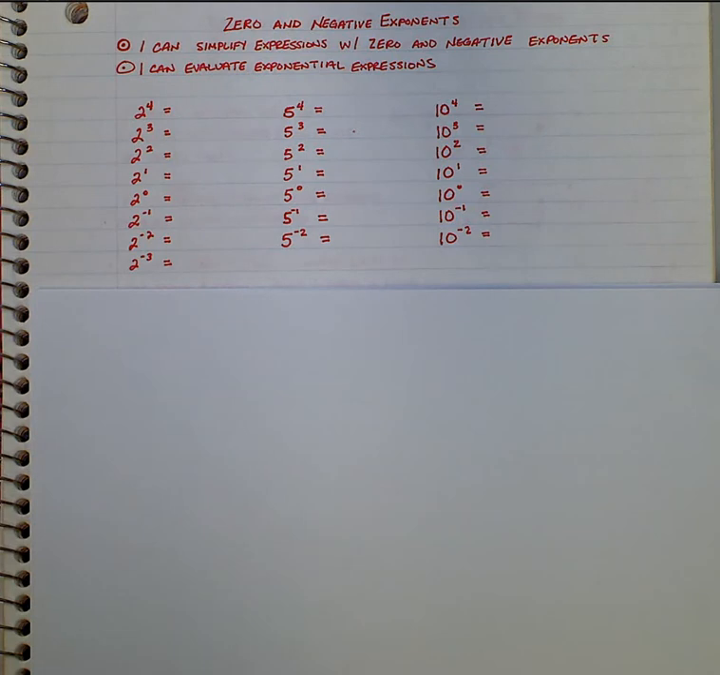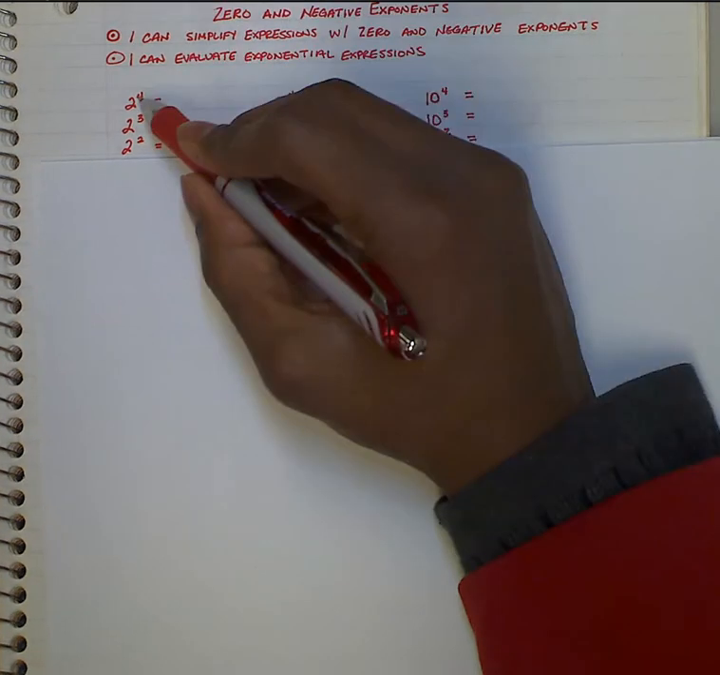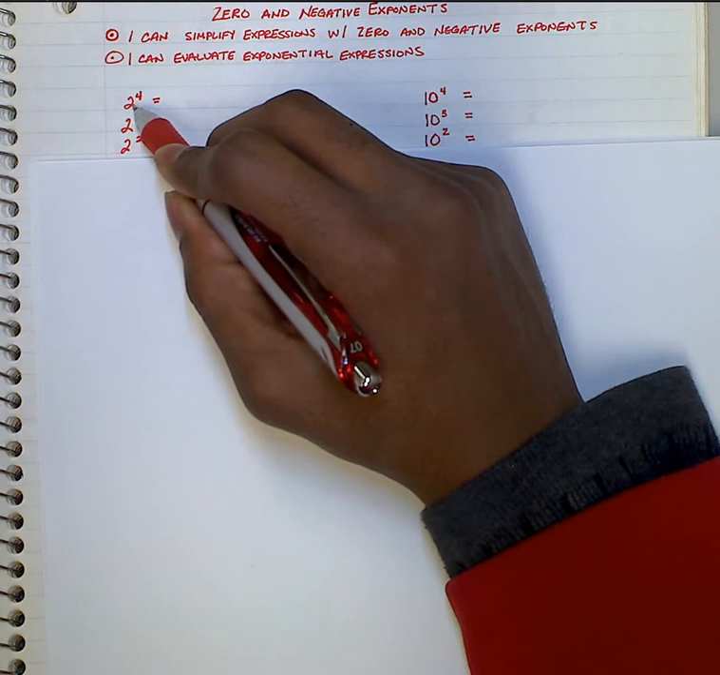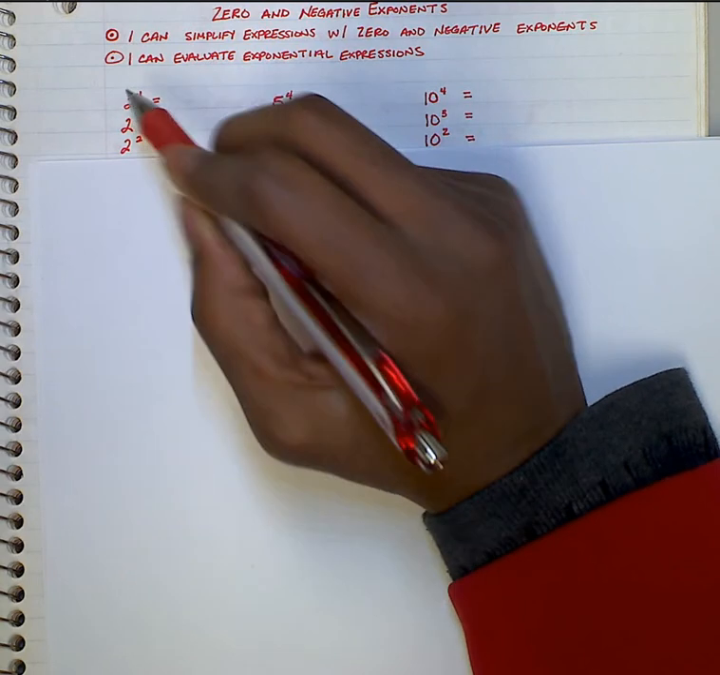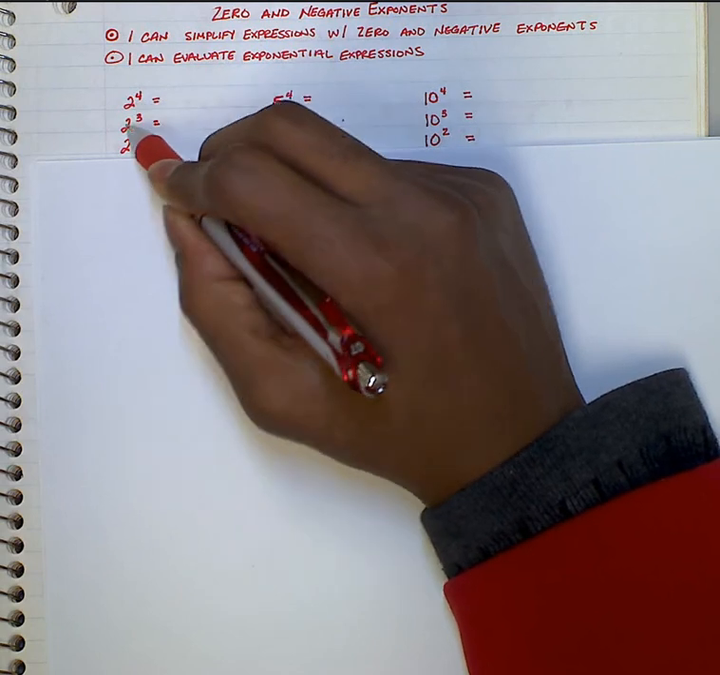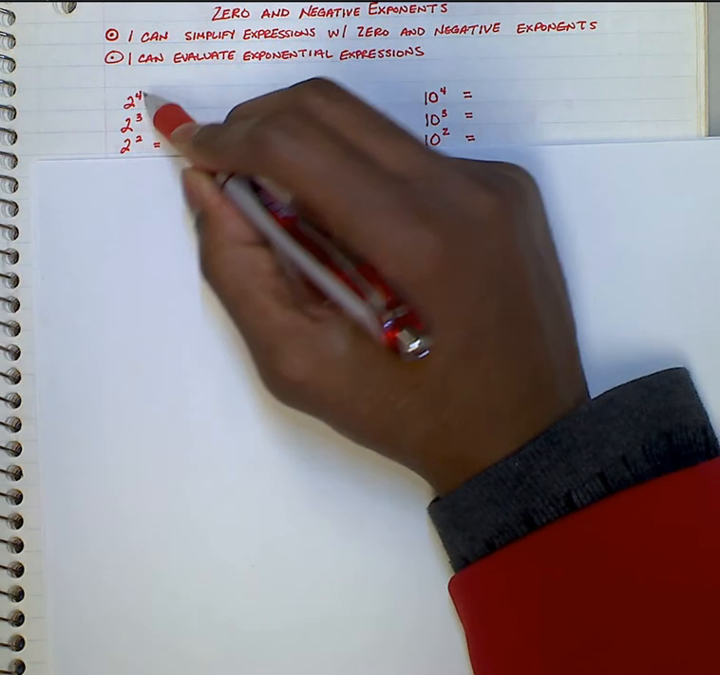Alright, so kind of a review a little bit. Remember when we raise a number to a power or an exponent, we use exponents. What we're saying to do for this first one is 2 times 2 times 2 times 2, 2 times itself 4 times. A lot of times people rush through these and you see 2 times 4, 2 times 3. This is not just multiplication, this is 2 multiplied by itself that number of times.